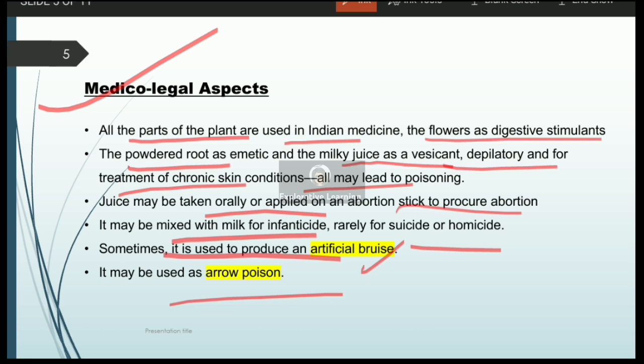And it can also be used as an arrow poison. Why? For killing of animals. This juice is applied on the arrow, and this arrow is simply shot at the animal. Then it may ultimately lead to the death of the animal. Why? Because of the congestion of the organs. That is the most common reason of death caused by this poison.